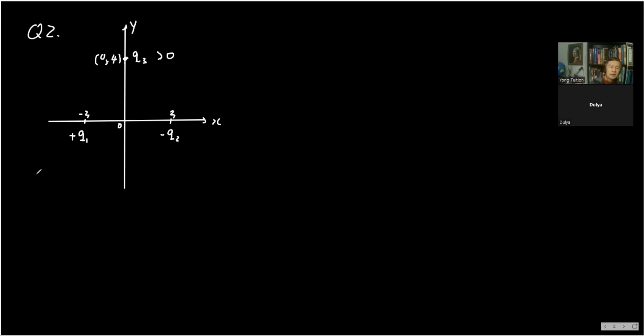Now, the question is, can we find this? What is the force acting on charge 3? To find the force, can you say this is called electrostatic force? Electrostatic force on Q3. Okay, do you want to try?